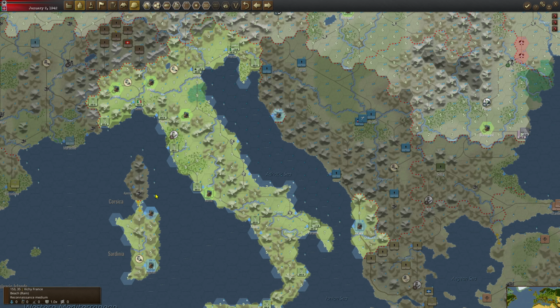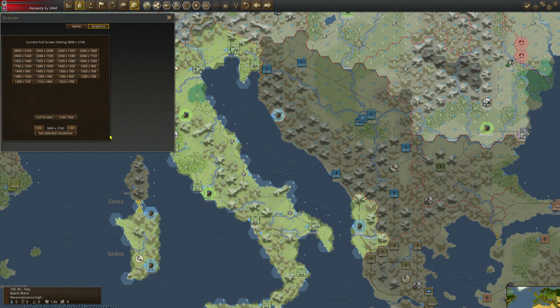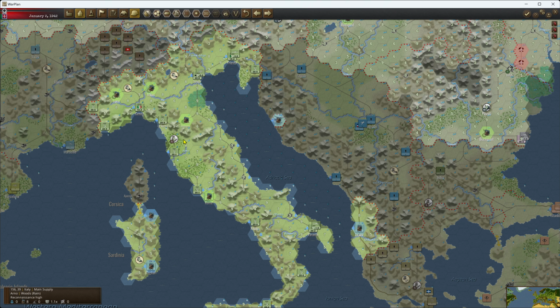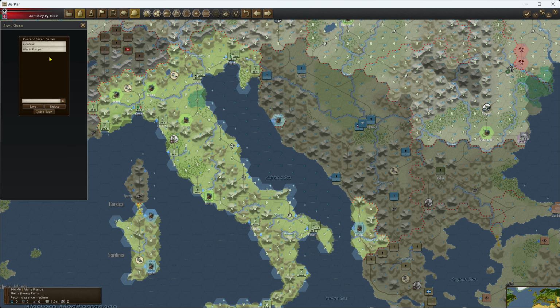Okay. Now, I'm wondering, we're going up to the double gear again. I'm going to change this to the windows. Let's see if any of this stuff's operational. Let me save the game first. I'll save it as War in Europe.